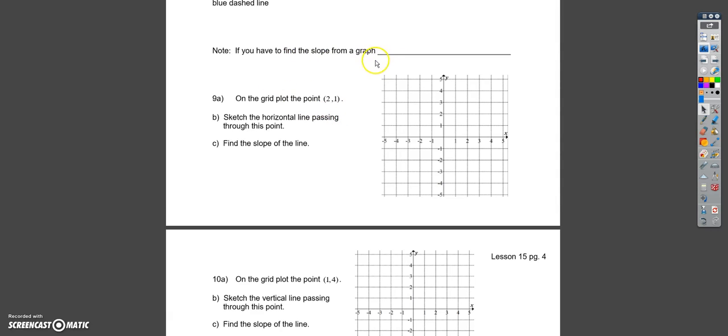So I believe this is where the last video cut off, and I believe this would be part 3 of lesson 15. I think I stopped kind of in the middle of this.